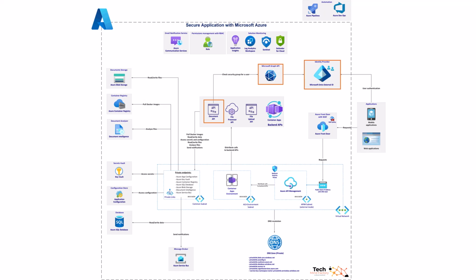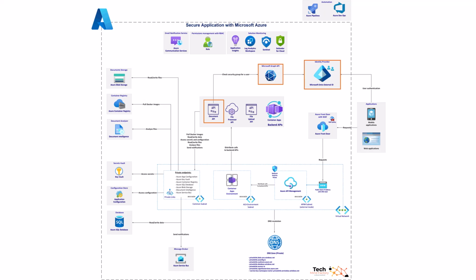So Microsoft Entra External ID, which is the identity provider, Document API, which is an API developed with ASP.NET Core, and also Microsoft Graph API. So we will see how to communicate with Microsoft Entra External ID through Microsoft Graph API. And to be more precise, we are going to talk about secure communication between two APIs without the user context. So in this specific case, we will see how to secure communication between Document API and Microsoft Graph API.